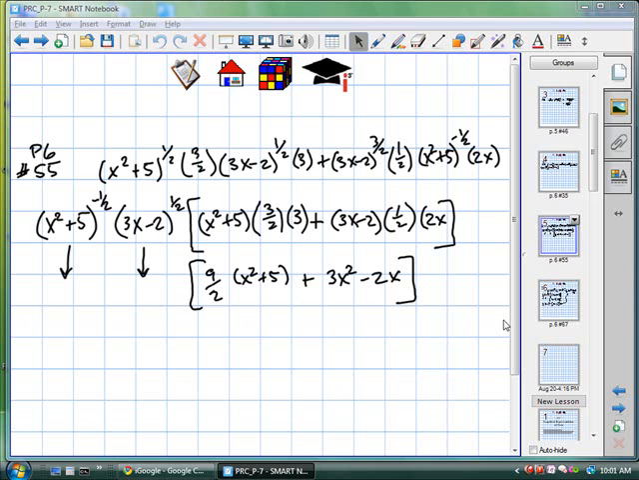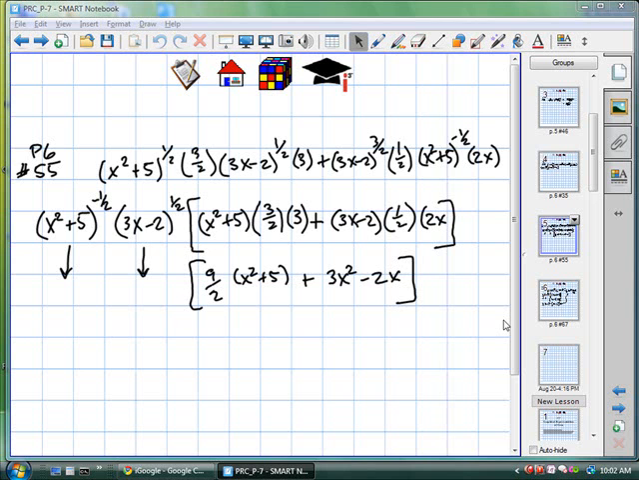And what's left? Use braces, brackets so you can see. Well, what times something to the negative 1/2 comes out to something to the positive 1/2? And the answer is, I got to add on something to the 1 power. Hence, I have x squared plus 5 to the 1 power here.